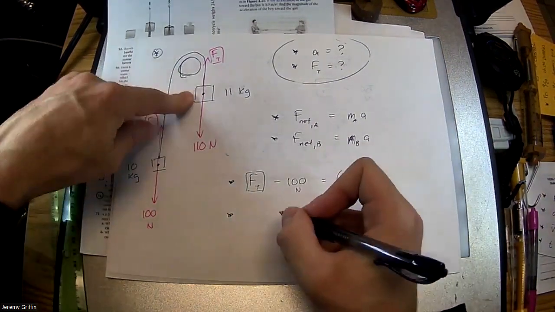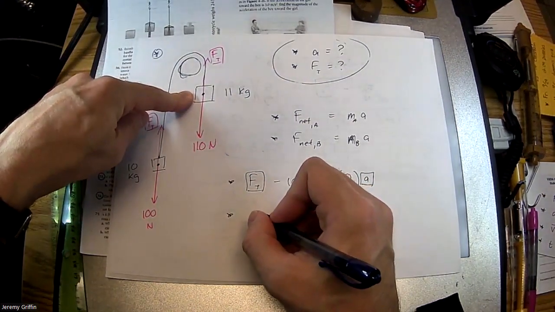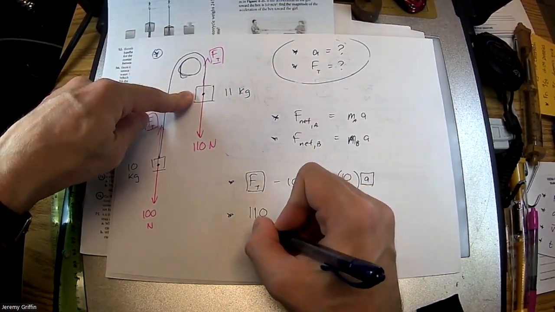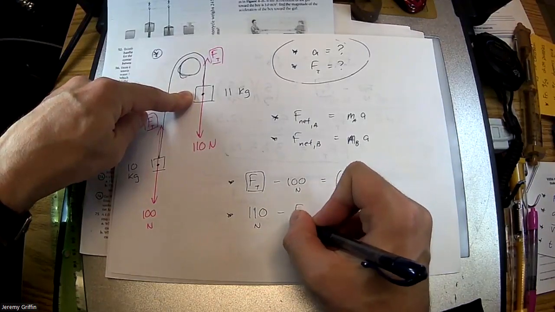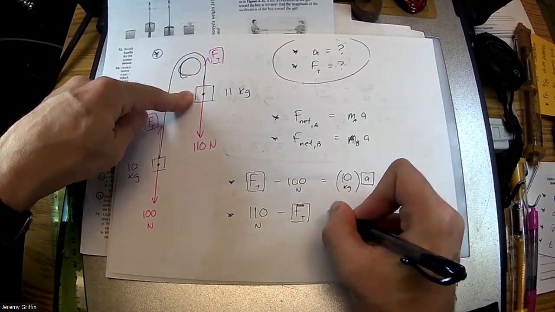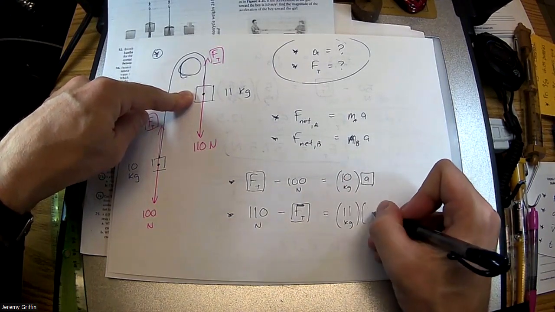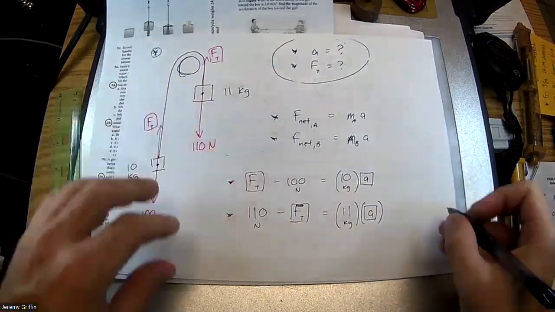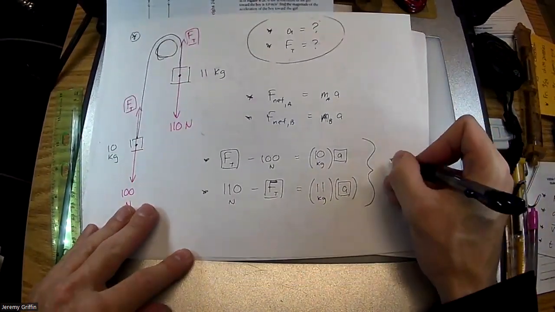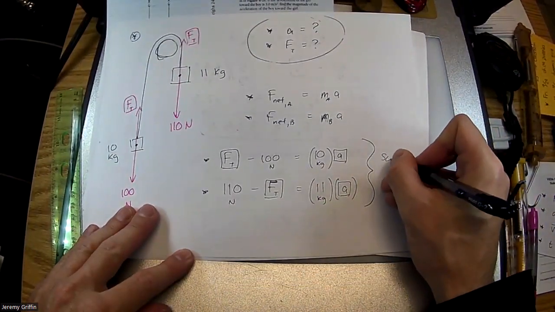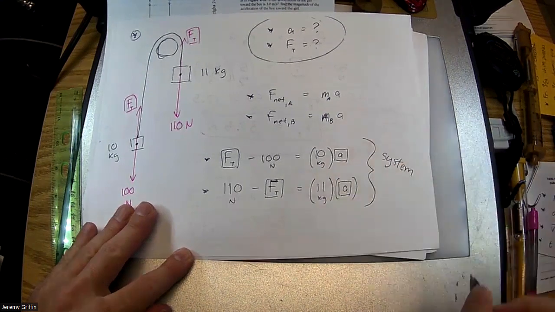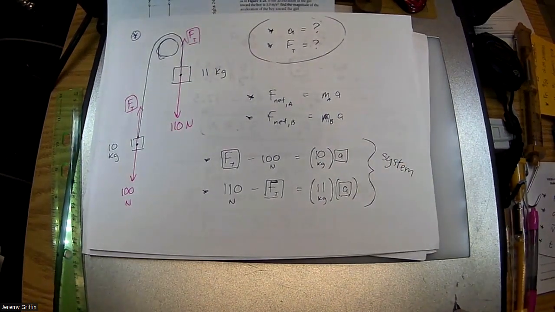And for the other block, I've got the 110 newtons down minus the tension force up results in 11 kilograms accelerating at some value. You guys see a system of equations? I'll call it an algebraic system, two equations with two unknowns.